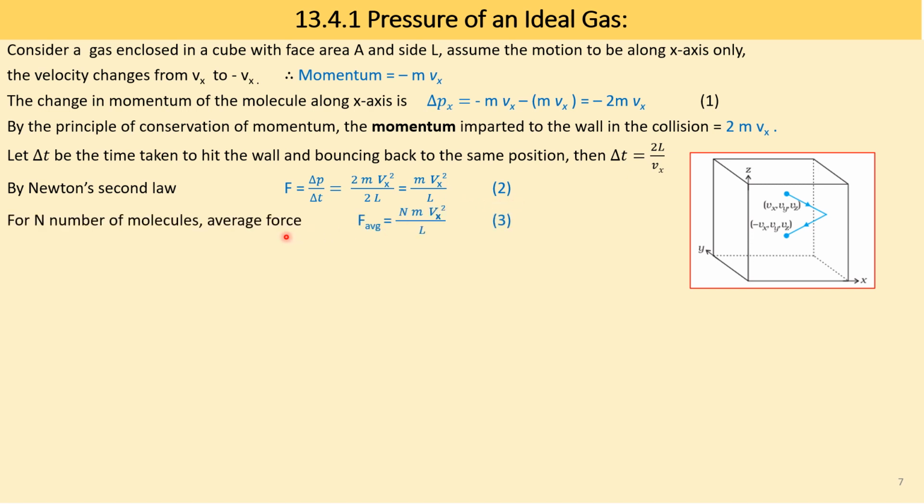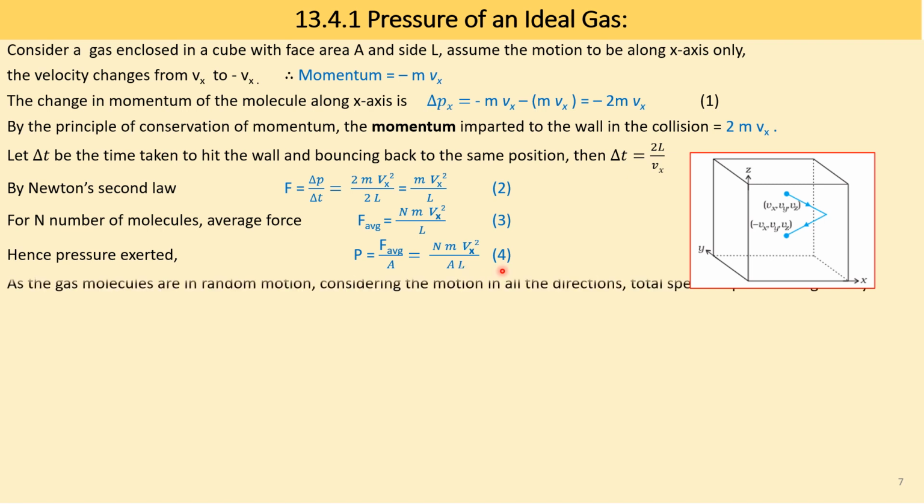If we consider capital N as the total number of molecules, the average force is given by F average is equal to N into F, that is equal to N into m into Vx square by L. Let it be equation 3. Hence, pressure by definition is P equal to F average by area. Therefore, we have to divide equation 3 by area, so the pressure becomes N m into Vx square divided by A L.